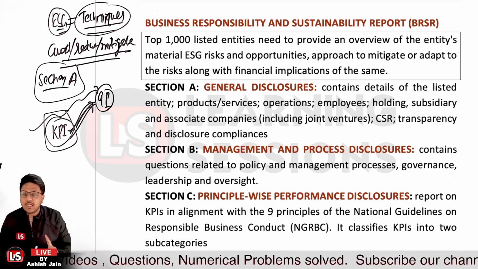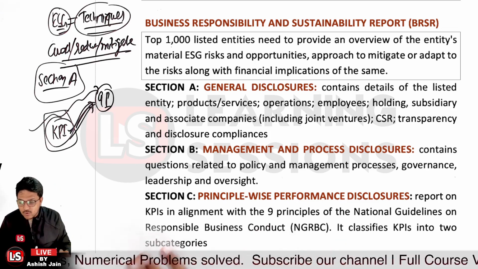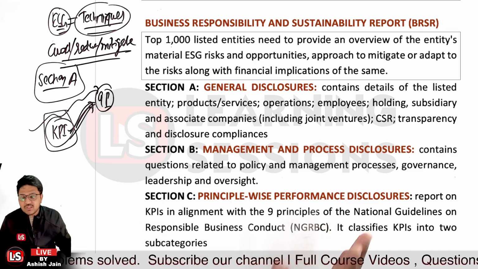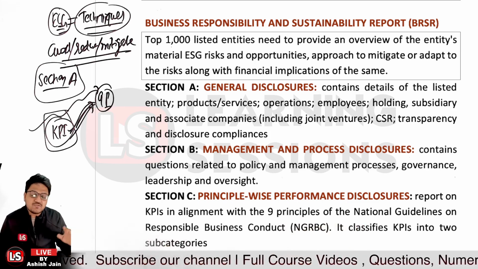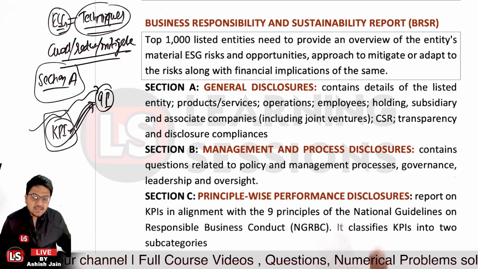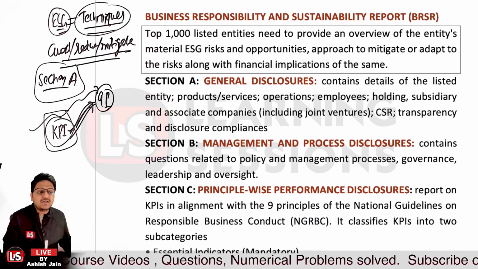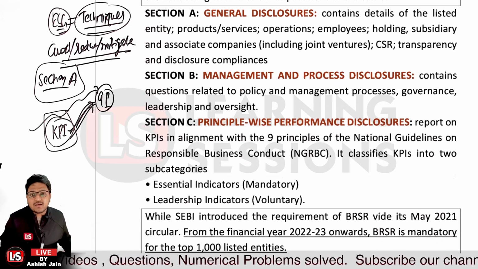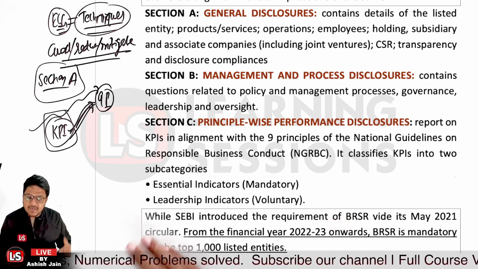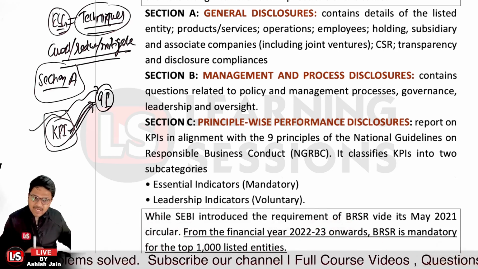So section A is related to general disclosures, section B is related to management and process disclosures, and section C is related to principle-wise performance disclosures, which is associated with the nine principles given by the NGRBC. That subclassifies the KPIs into two subcategories. You need to make the disclosures based upon the same, and these two subcategories of the KPIs are essential indicators, which are mandatory, and leadership indicators, which are voluntary, right?